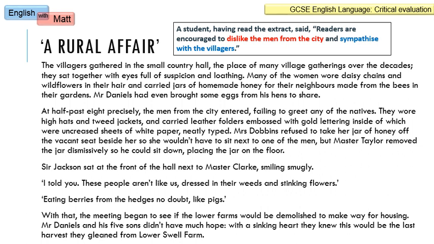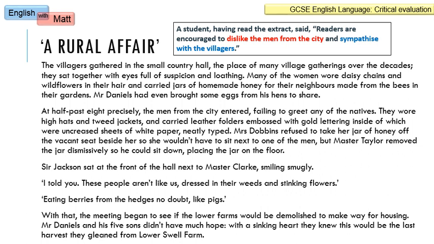The villagers gathered in the small country hall, the place of many village gatherings over the decades. They sat together with eyes full of suspicion and loathing. Many of the women wore daisy chains and wildflowers in their hair and carried jars of homemade honey for the neighbours, made from the bees in their gardens. Mr. Daniels had even brought some eggs from his hens to share. At 8:30 precisely, the men from the city entered, failing to greet any of the natives. They wore high hats and tweed jackets, and carried leather folders embossed with gold lettering, inside of which were uncreased sheets of white paper, neatly typed.